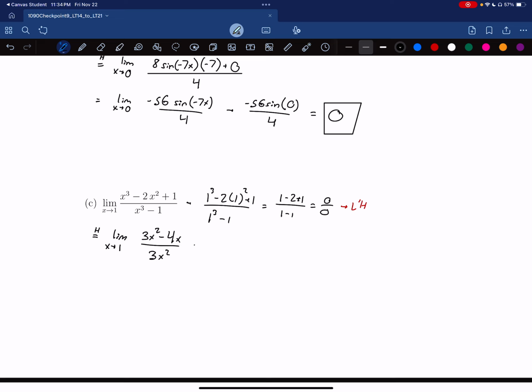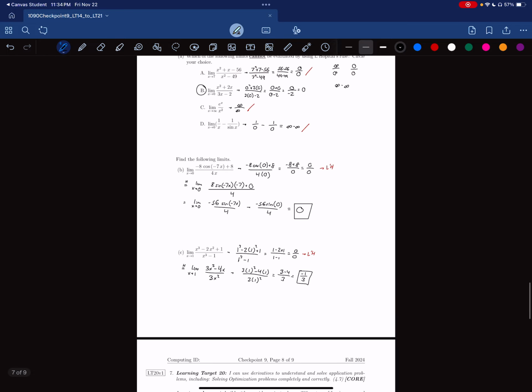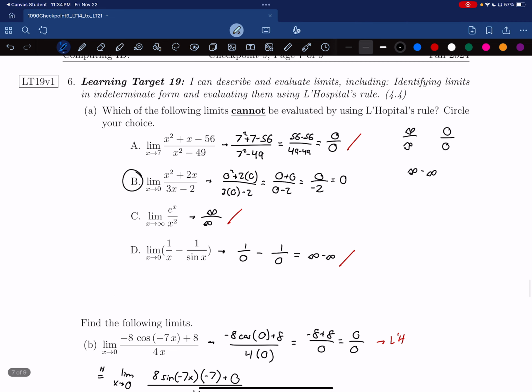Now we can just plug in 1. So I have 3 times 1 squared minus 4 times 1 all over 3 times 1 squared. We get 3 minus 4 over 3, which is equal to negative 1/3. Cool. I'll go through a little summary of this question again.